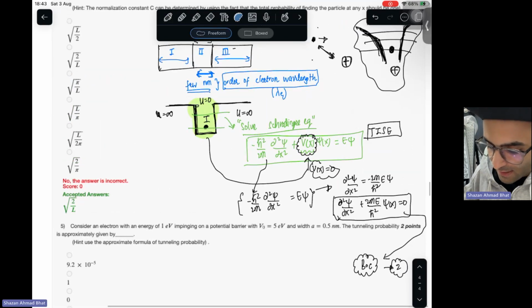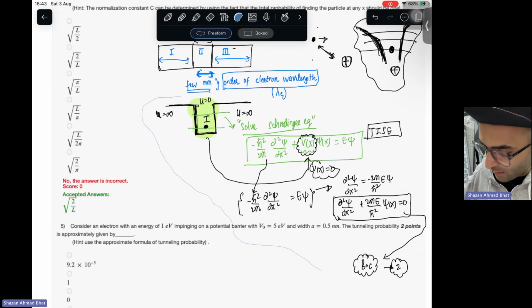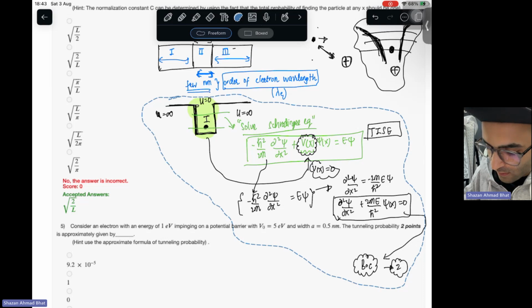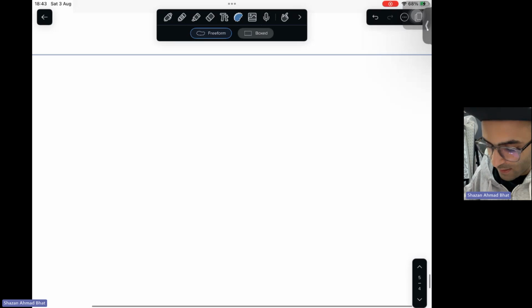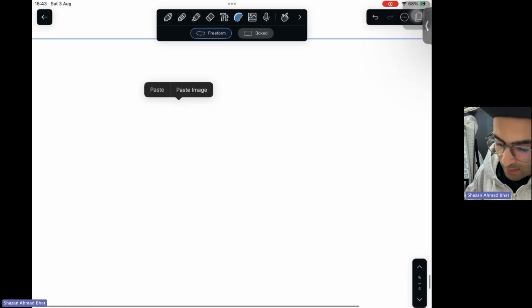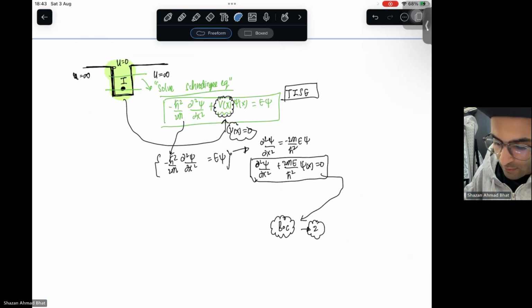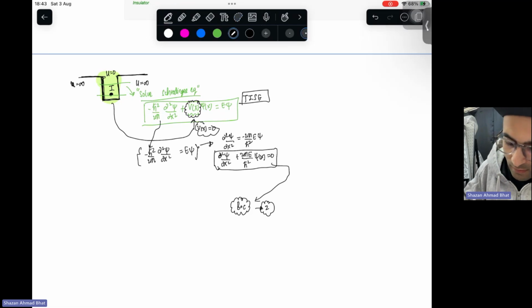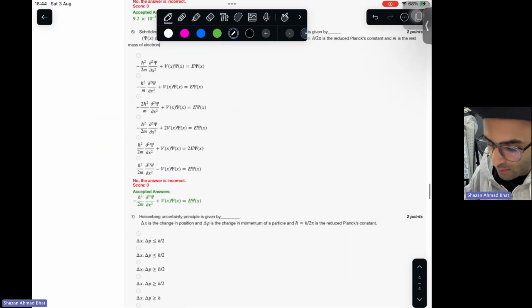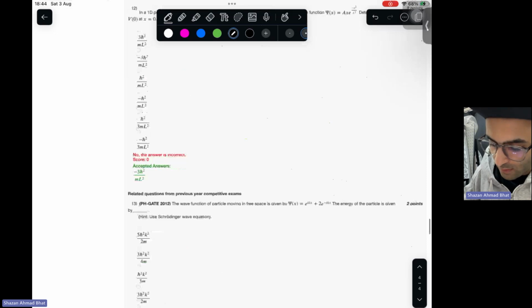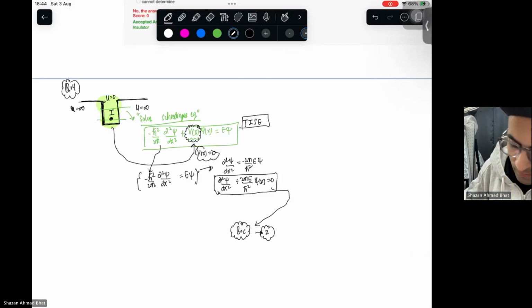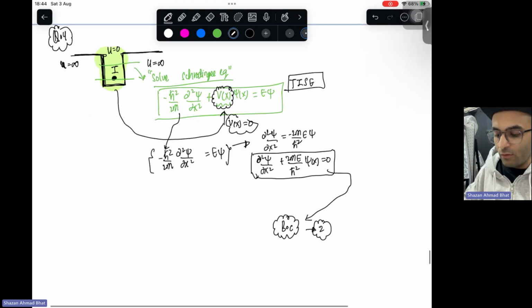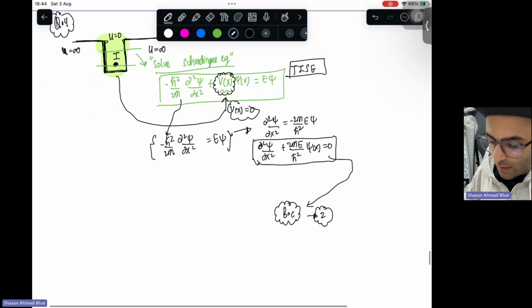Let me just copy this thing from here, and we will discuss it in a bit more detail. So this is problem number 4, question 4. Okay, so what we need are boundary conditions.